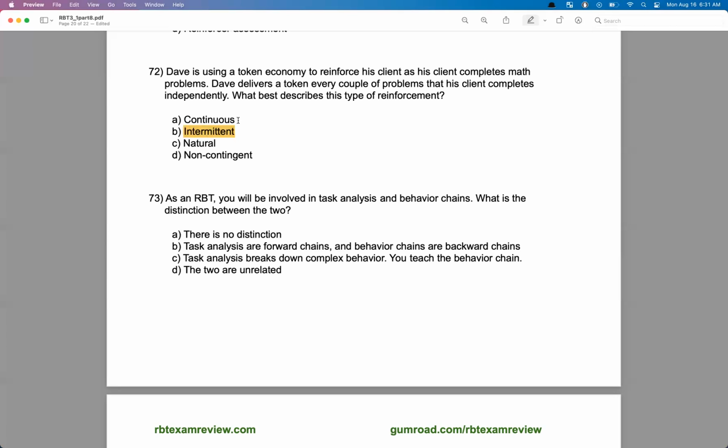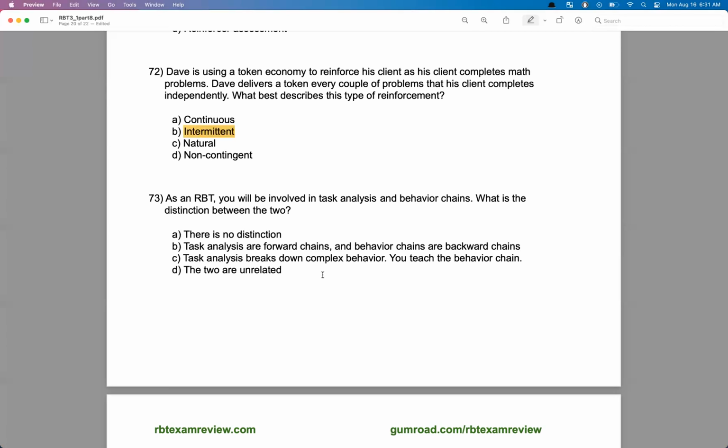So again, continuous is that FR1, reinforcing every instance of behavior. Intermittent is everything else. Any other thing, FR2, VI6, VR10. Every other reinforcement schedule that's not continuous is going to be intermittent. And that is what Dave is doing here.